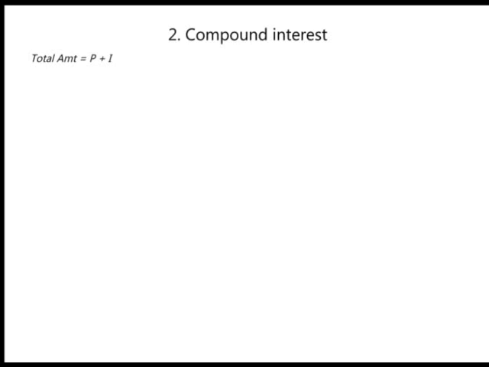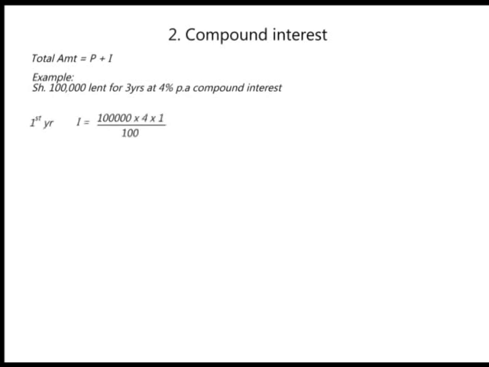Taking the same example, 100,000 in 3 years at 4% per annum, now in compound interest, in the first year, interest will be 100,000 times 4 times 1 over 100, which is 4,000. And so the total amount at the end of the first year will be 100,000 plus 4,000, giving us 104,000.